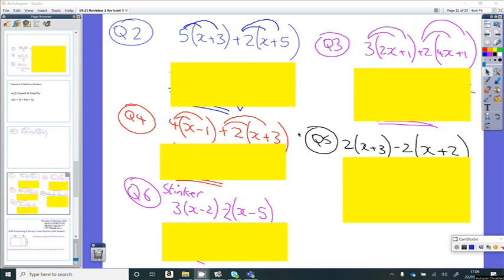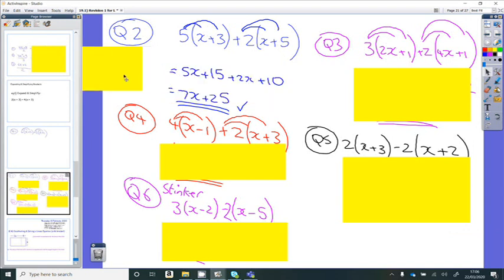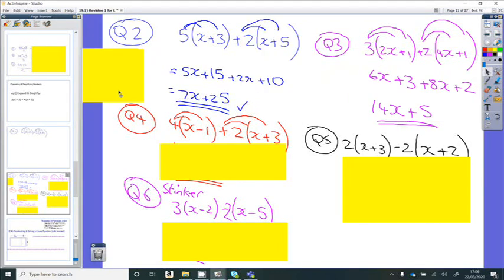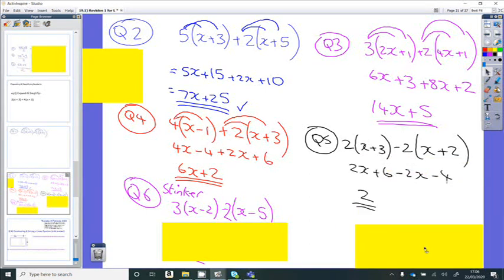So here are some more for you to have a go at. So pause the video. This first one, you should get 7x plus 25. Question 3, you should get 14x plus 5. Question 4, 6x plus 2.